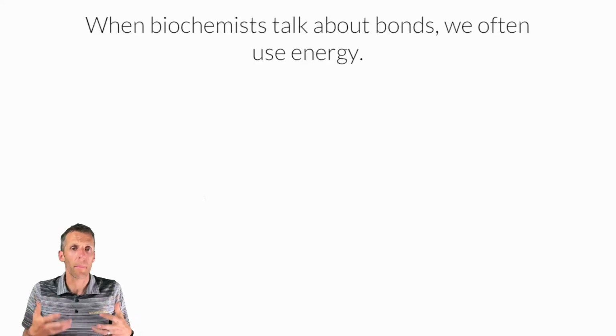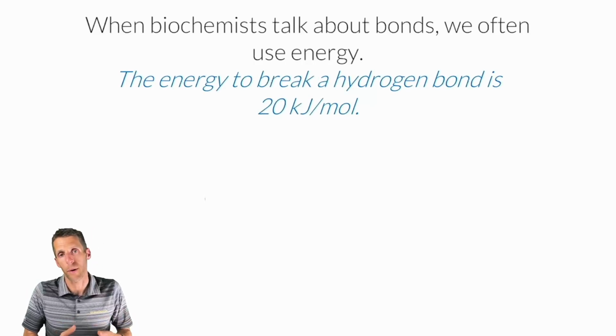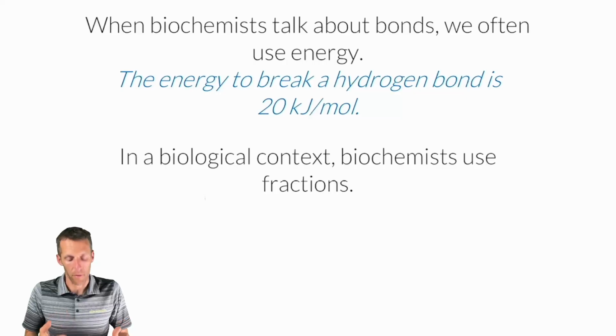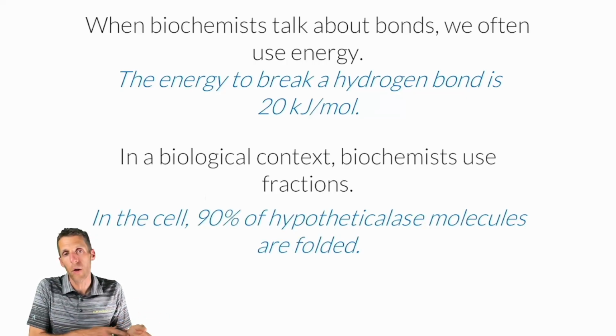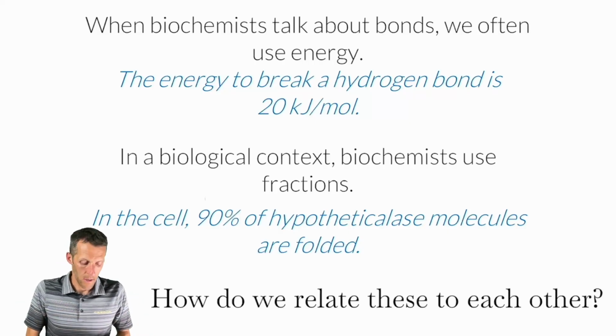When we're talking about bonds, we often talk about things in terms of energies, right? We might say the energy to break a hydrogen bond is 20 kilojoules per mole. But when we talk about an experiment or a biological context, we often talk about fractions. Like we might say that in a cell, 90% of the hypothetical ACE molecules are in the folded form. And so the question is, how do we relate these to one another?